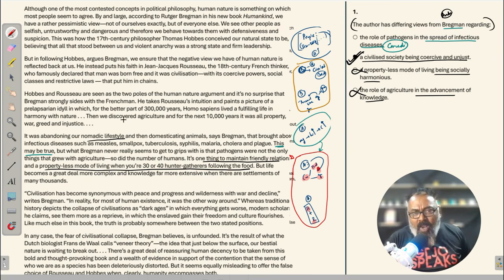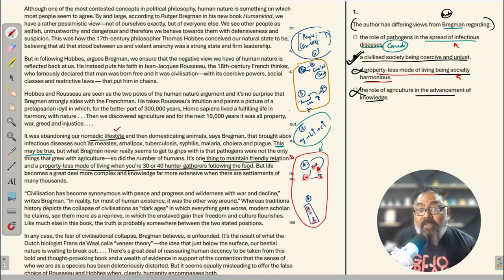Now you tell me. To answer this question, I am feeling that you might get into these kinds of traps, right? These two are traps, because the author does not disagree that a propertyless mode of living is socially harmonious. The author agrees that a nomadic lifestyle can be harmonious. The author agrees that agriculture caused diseases. What the author disagrees with is that this can be applied to any period of time, that civilization is coercive and unjust. That is what the author disagrees with, right?